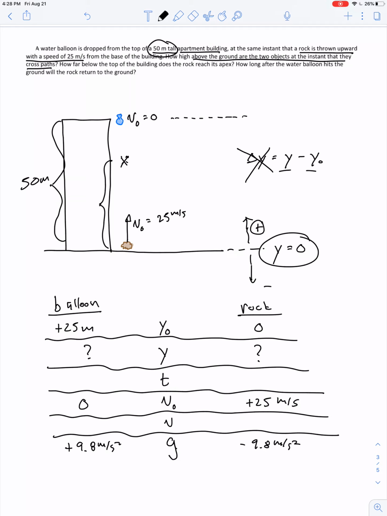Yeah, that was faulty logic. Doesn't matter whether it's slowing down or speeding up. Both objects, the balloon and the rock, are being pulled by gravity, which is a force that pulls downward, and downward is negative. So they both have an acceleration of negative 9.8 meters per second squared.